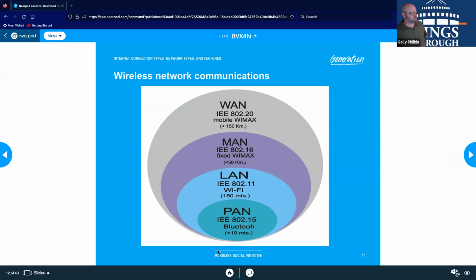But it also shows you the standards that govern them. So WAN is governed by the IEEE, I don't know why they put 2, but the IEEE 802.20. MANs are governed by the IEEE 802.16. And this is a series of standards that govern these types of technologies. PAN, which is Bluetooth, is the 802.15. And what we will be focusing on today, for the most part, is the 802.11, which is our Wi-Fi standards.